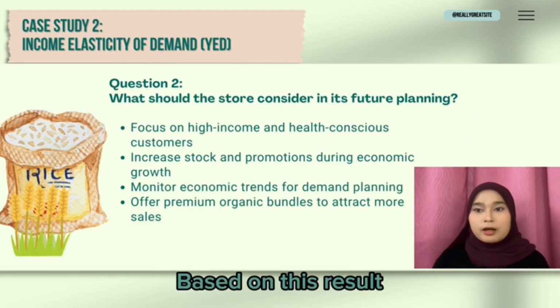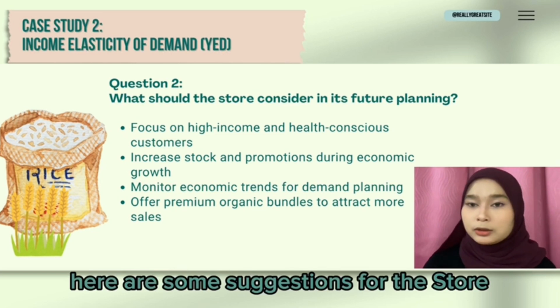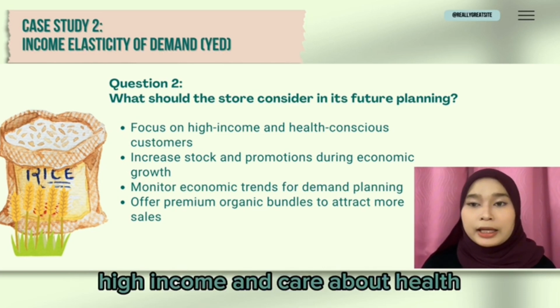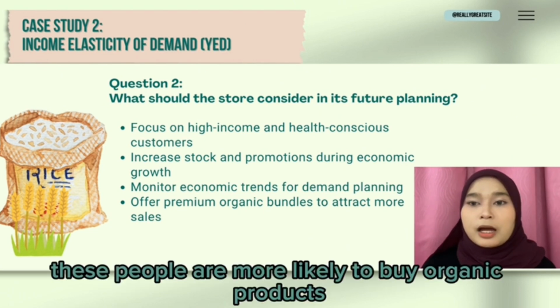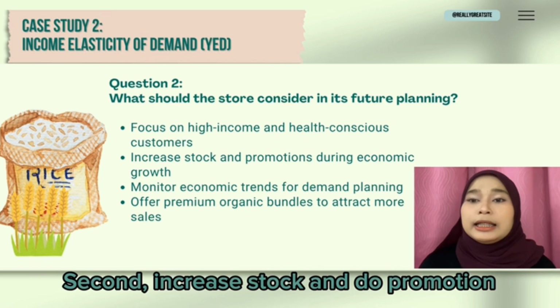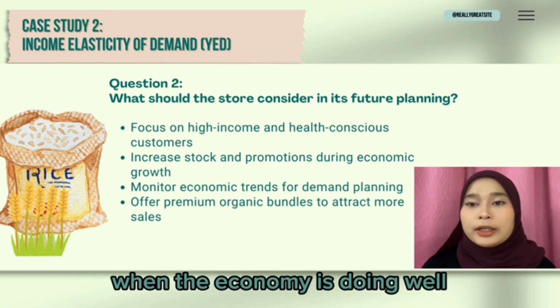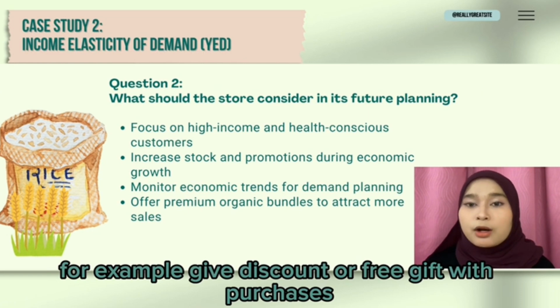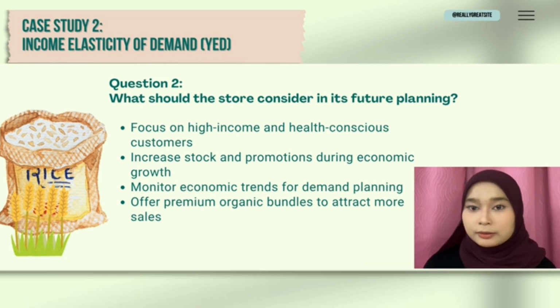Based on this result, here are some suggestions for the store. First, target customers who have high income and care about health. These people are more likely to buy organic products. Second, increase stock and do promotion when the economy is doing well. For example, give discount or free gift with purchases.